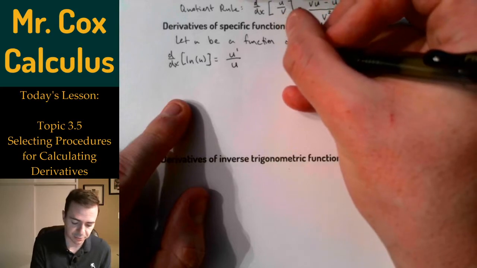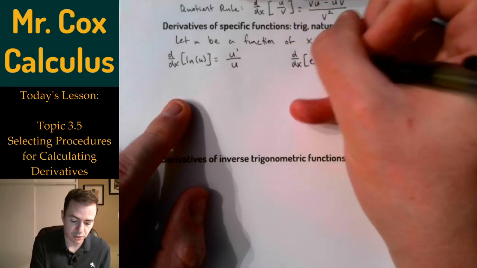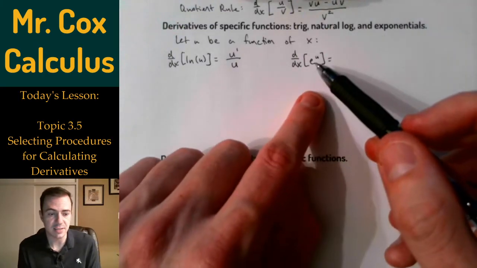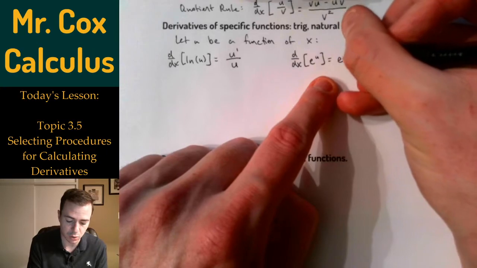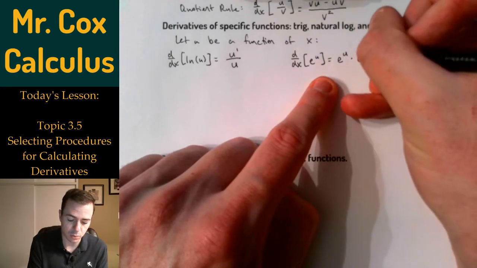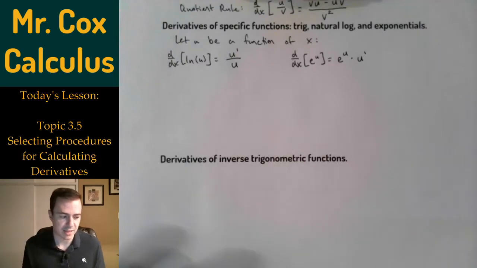because we're letting u be a function of x. If I take a look at the derivative with respect to x of e to the u, well, we said e to the x, its derivative was just simply e to the x, so the derivative of e to the u is e to the u times the derivative of u. Again, u prime, that's the chain rule.